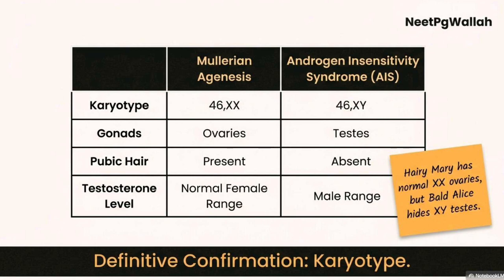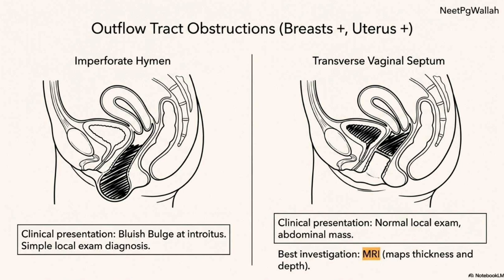Okay, let's rewind just a second on our algorithm. What if the ultrasound showed that the uterus was present? Well, that means we're dealing with an outflow tract obstruction, also known as cryptomenorrhea or hidden menses. And separating the two main causes is actually pretty easy. An imperforate hymen will bulge right at the vaginal opening. You'll see a distinct bluish bulge on a simple local exam. But a transverse vaginal septum, that's deeper.